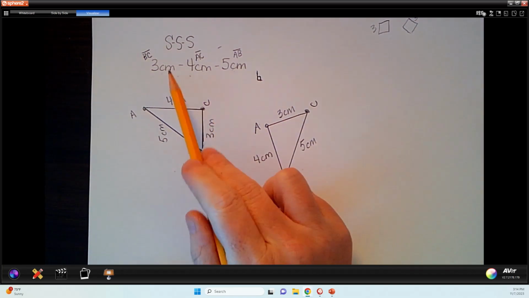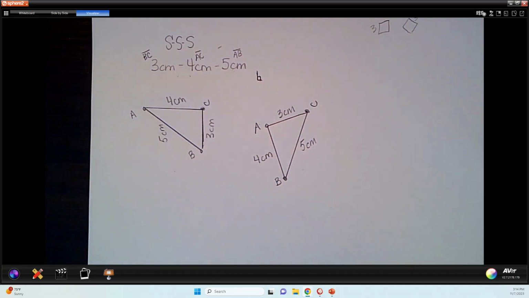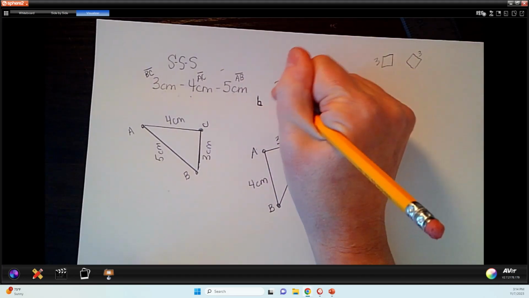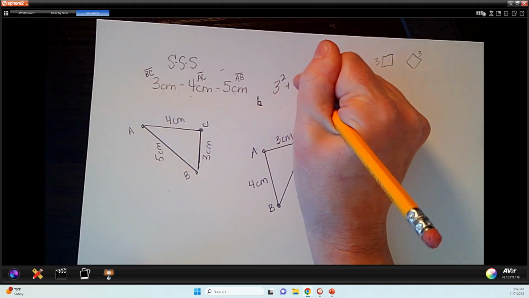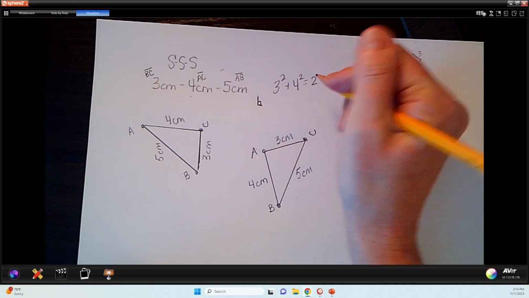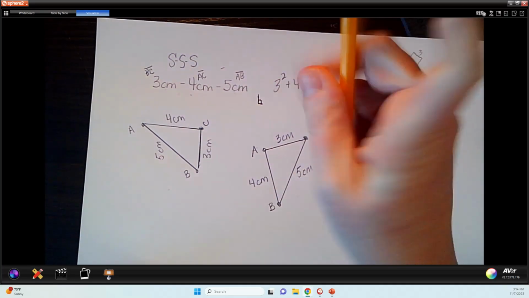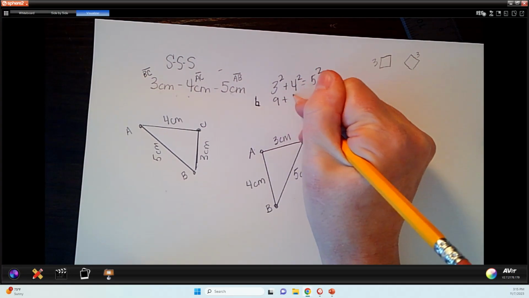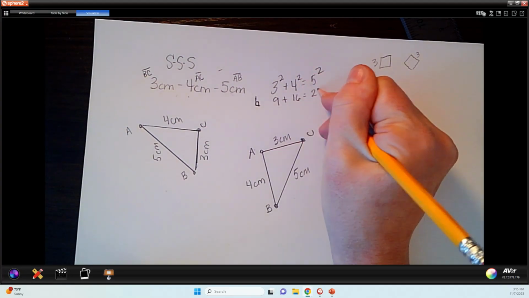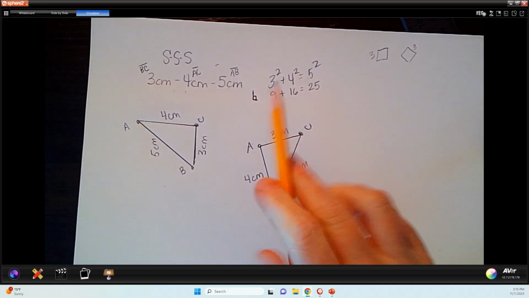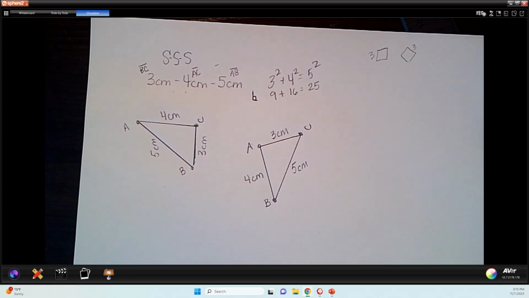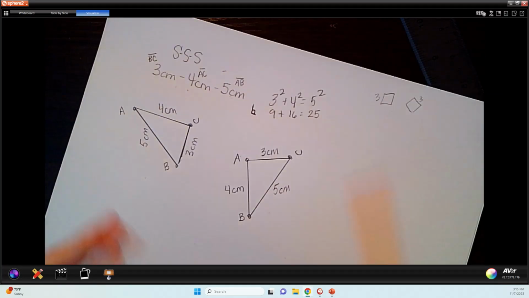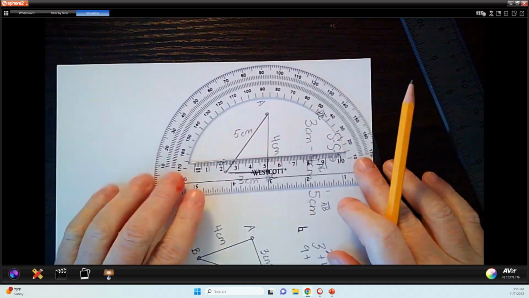So I purposely picked 3, 4, and 5 because I knew it made a triangle and I knew it was a right triangle. And I can prove that because 3 squared plus 4 squared is equal to 25, which is 5 squared. Okay, this is just a little side math. 9 plus 16 is equal to 25. Okay, so I know that all three of those would work. It's a right triangle.